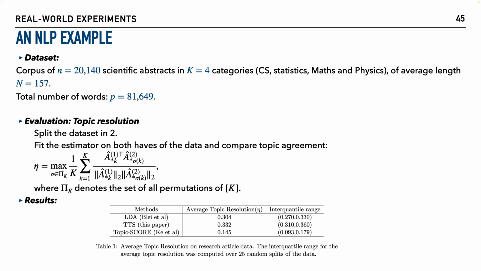So you compute the cosine similarity between the topics, and the hope is that if you estimated the topics correctly, they will sort of be consistent from one half to the other. So the result is that our method had a very good average resolution, better than LDA. Topic score, however, was pretty low, right? It's half of that of LDA.